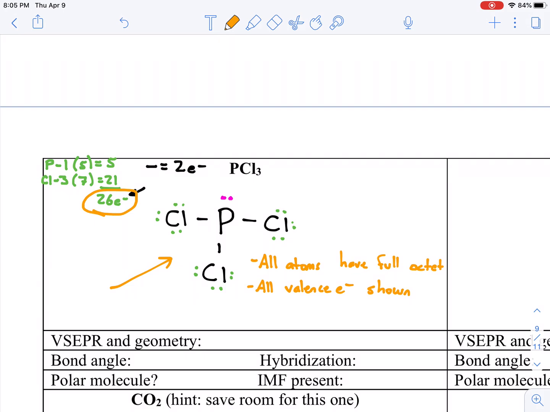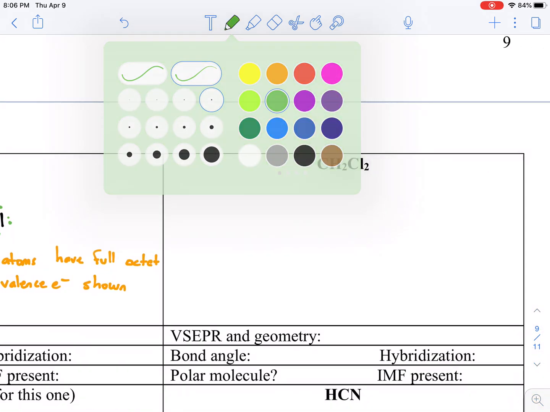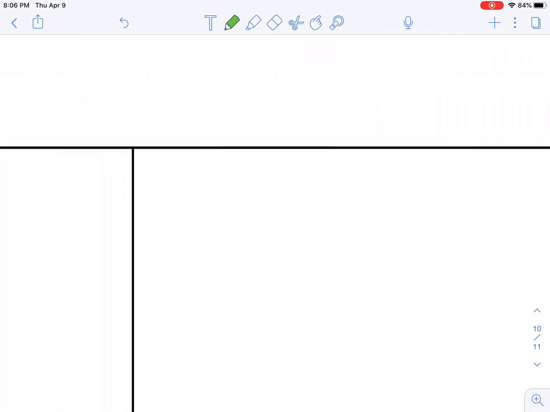Now, just a heads up, it's not as simple as always just putting the dots in so it makes sense. We need to follow these rules in order, as you'll see when we get down to CO2. But let's try another kind of more straightforward one. Let's go over to CH2Cl2. We're going to follow our rules in order. We're going to start by calculating valence electrons.